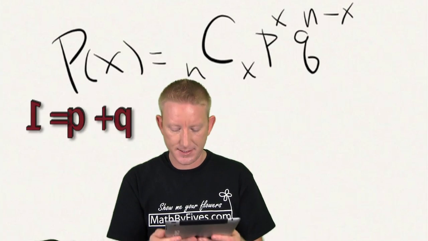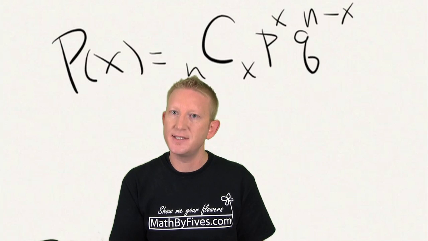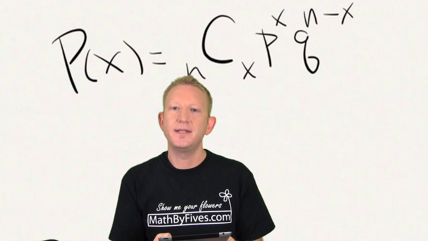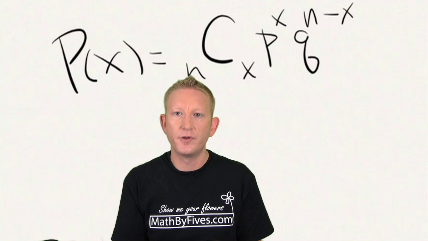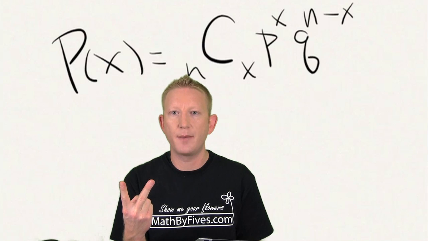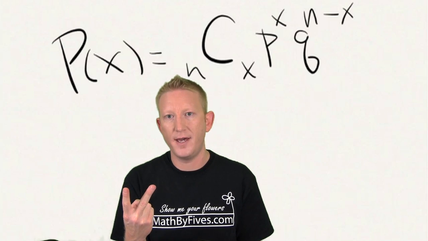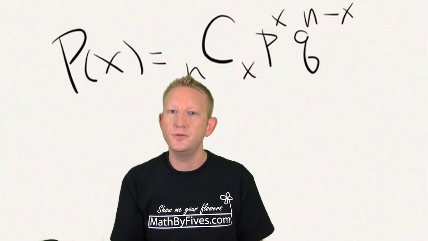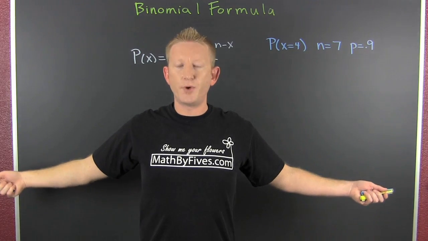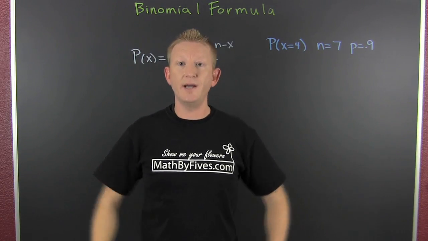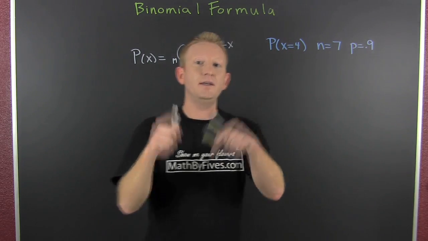Next, x is the number of successes in n trials, and n minus x, obviously, is the number of failures, because only two things can happen. You can succeed or fail. Let's get an example of using this formula. Let's calculate some probabilities with the binomial formula.